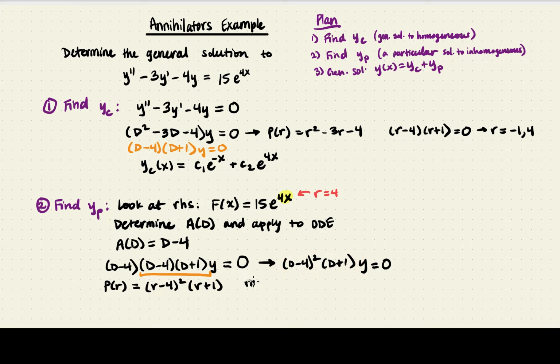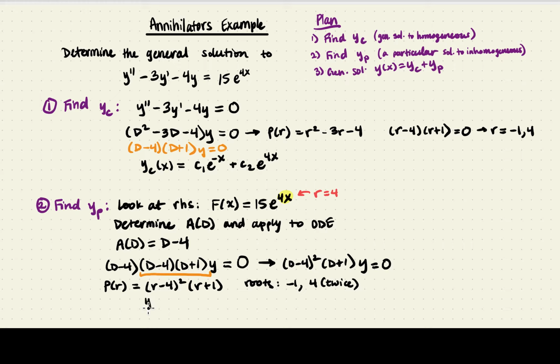Now the roots of this polynomial are, we still have a root of -1, we have a root of 4, but the root for 4 is actually a repeated root. So 4 is a root twice. When we have a repeated root, we still need to have two linearly independent solutions associated with that root. But we can't just write down e to the 4x twice. We need to do something a little bit more.